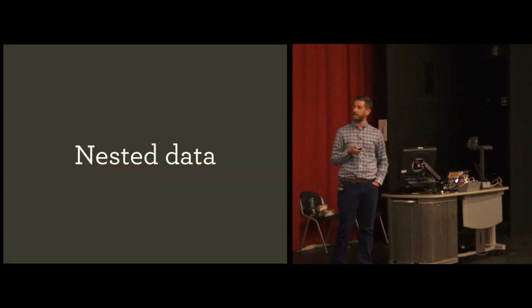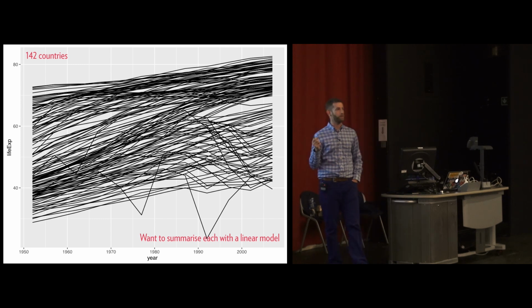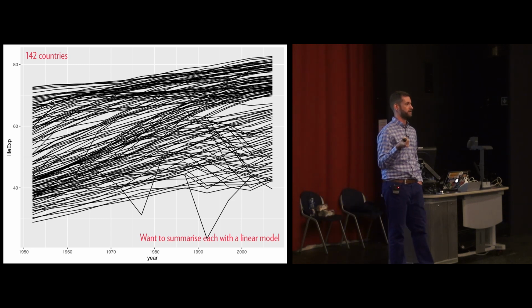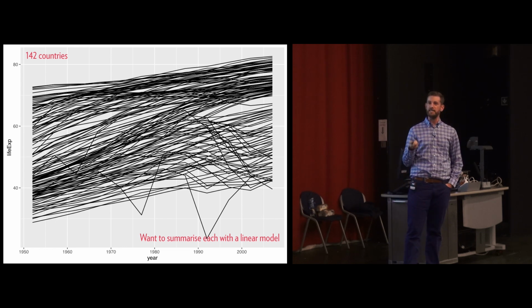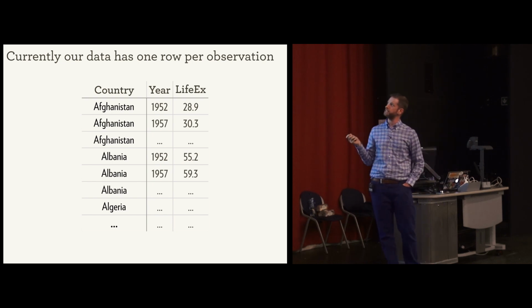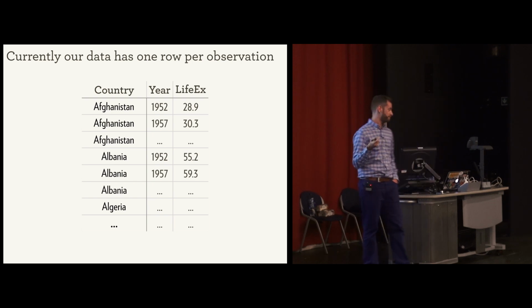So what is nested data? Well, we've got these 142 countries, and what I want to do is fit a linear model to each of these 142 countries. And that's going to be much easier to do if I have 142 data frames. So currently my data looks like this, right? I've got a variable for the country, a variable for the year, and a variable for the life expectancy.